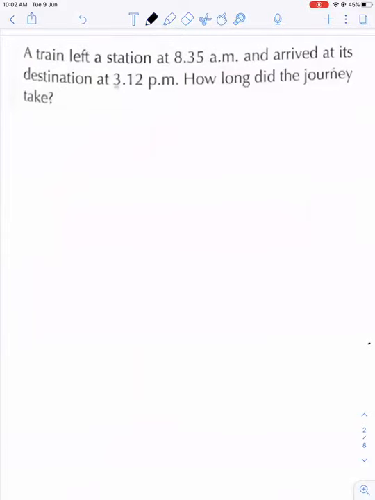Starting with the first word problem, you're going to start by writing down the data first. Let's read the question. It says a train left the station at 8:35. This is the departure time given to us. It arrived at its destination at 3:12 p.m. How long did the journey take? You're supposed to find out the journey time, or the duration of the journey.